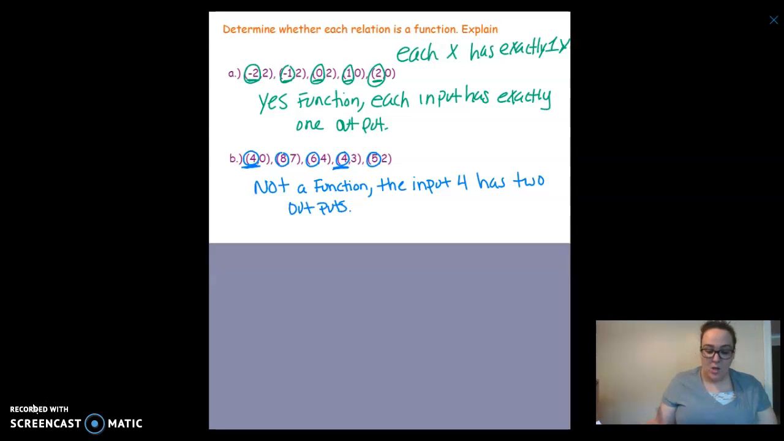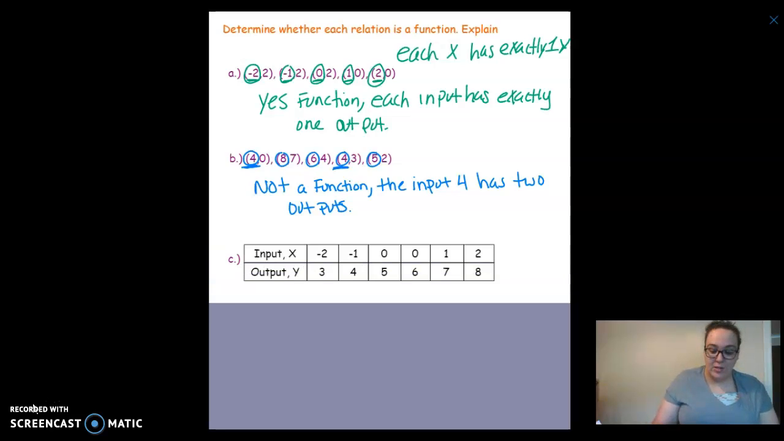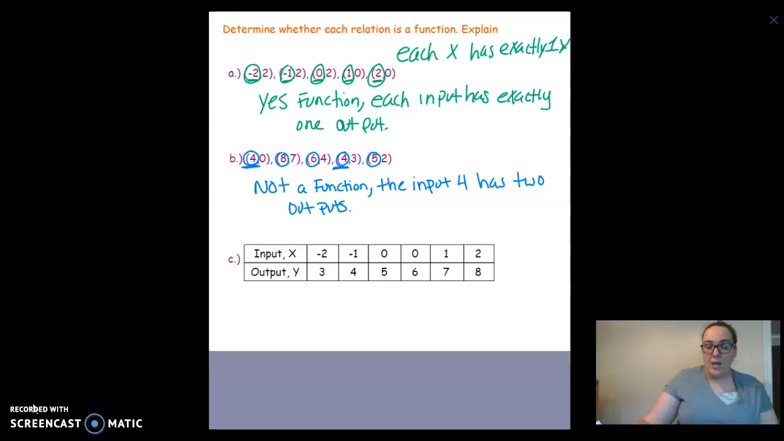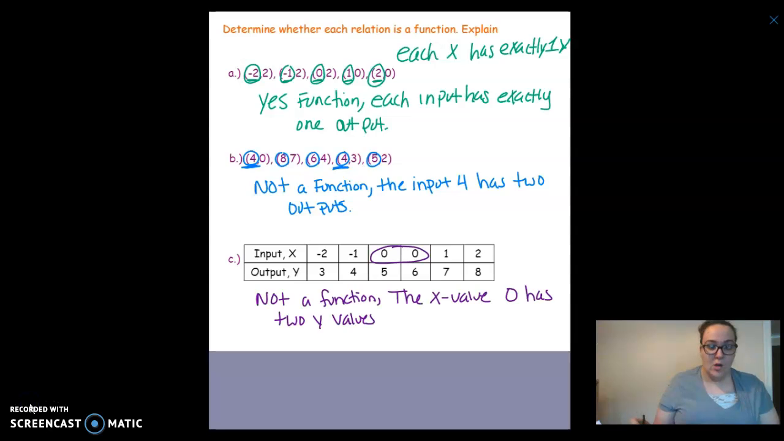I'm going to give a couple more examples here. These ones aren't going to be ordered pairs. This one is broken down into a table. I want you to decide if it's a function or not a function and write out the reason why. Hopefully you decided it was not a function, because the x value 0 has 2 y values. You could have used input and output instead of those this time.